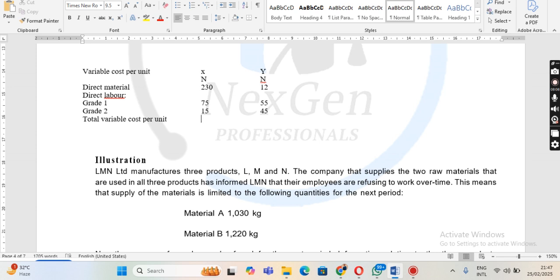Okay. So add everything together. For X, you have 320. What do you have here? 112. You have 112. Okay, 112.